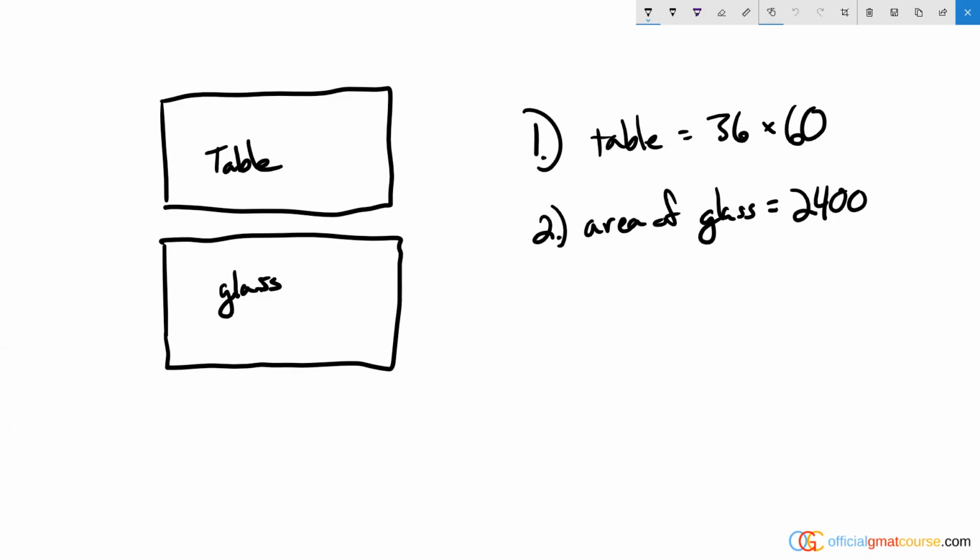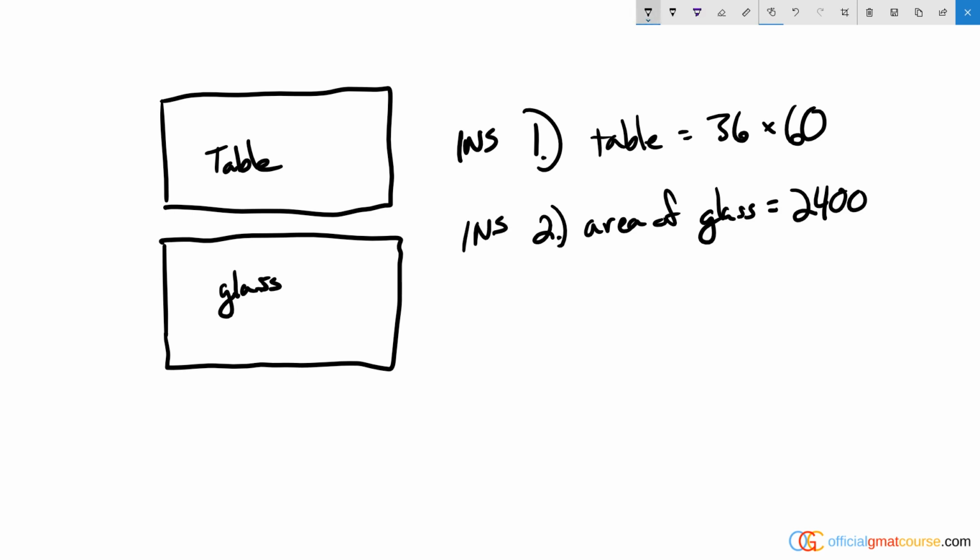Okay, so we have a question here that I think a lot of people would forget to do an extra check on, even if they got it right. And I just want to make sure that we hammer that home. So knowing statement one on its own tells me nothing about the area of the glass, so that's definitely insufficient. Statement two tells me nothing about the size of the table, so that is insufficient for sure.